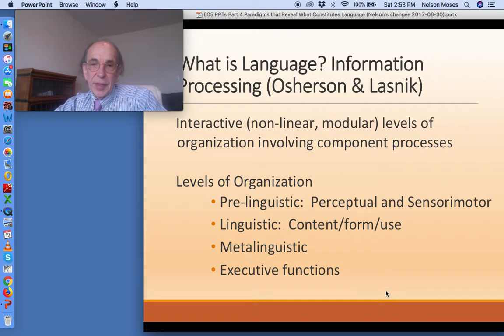In any event, I don't have a slide on this, but serving these executive functions, by the way, or these levels of organization, are component processes that information processing also reveals to us, such as what? Memory, long-term, short-term, working, immediate short-term, discrimination, attention, and other processes that we recognize support language function.